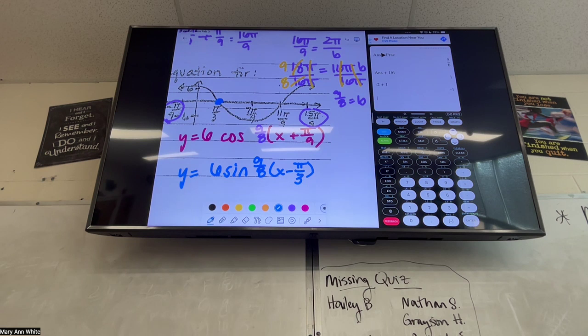Now, sine here, though, goes low. Is that normal sine, or do I need to do something to my equation to show that I'm going low first? Is that what sine normally does? No. Normally goes high first. So you could start at 11 pi over 9, or we could stay here, and what could I add into my equation to show that I'm flipping? Negative 6. Negative 6. Very good.